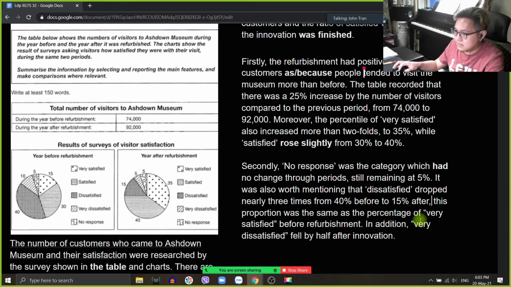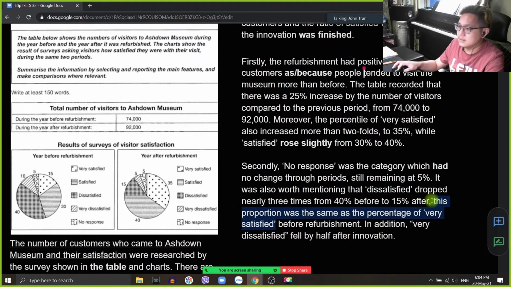Phẩy. And also, and then comma, this proportion was the same as the percentage of very satisfied before refurbishment. Xong rồi có một cái sự so sánh nè. There's also a comparison here. Cái tỷ lệ này nó y chang như là cái tỷ lệ của cái very satisfied trước khi refurbishment. Tại vì very satisfied trước khi refurbishment là 15, thì cái này bây giờ cũng có 15 nè. It's also 15 here, and it looks similar to this piece 15 here, you know.